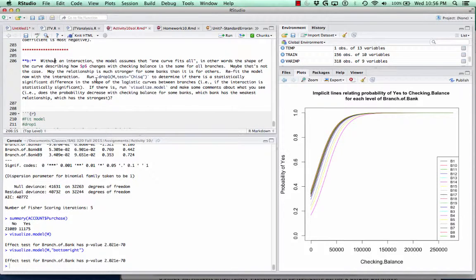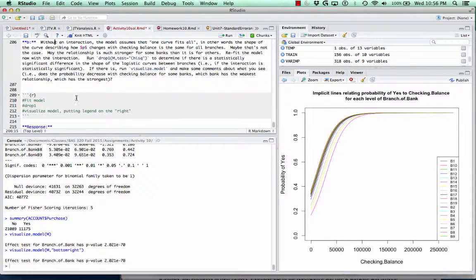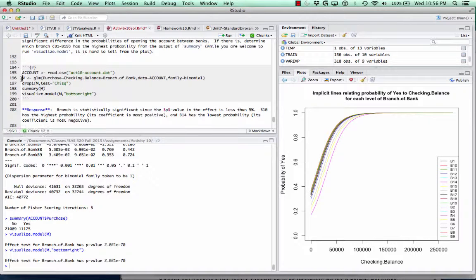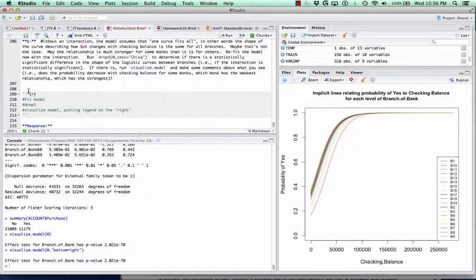So without an interaction, which we didn't put in that model, we assume that one logistic curve fits all. Regardless of the branch of bank, the shape of the logistic curve, describing how the probability of opening up that account changes with checking balance, looks the same. That may not be the case. Maybe there might be a stronger relationship for some branches, a weaker relationship for others. So it's a good idea to incorporate that interaction. So what I'm going to do is just copy and paste, since I'm pretty much going to do the exact same thing here. Just change this plus sign to a multiplication sign to add in that interaction.